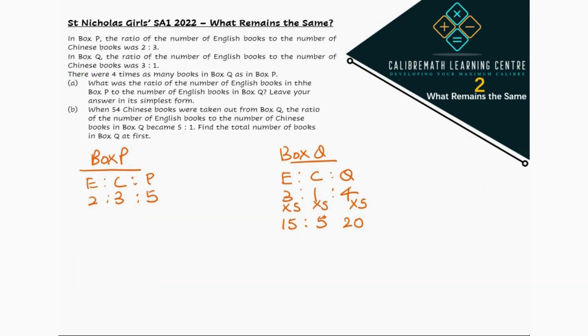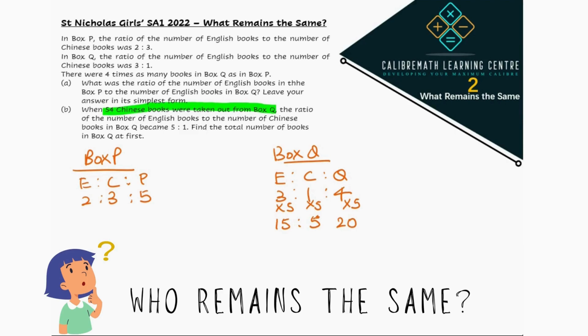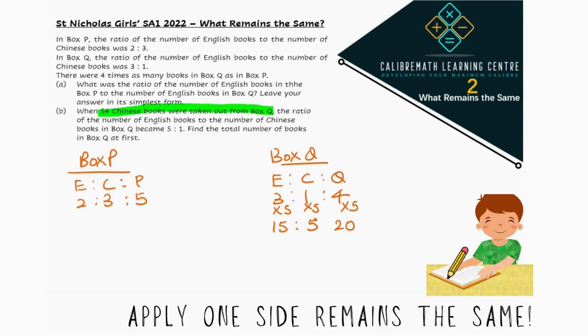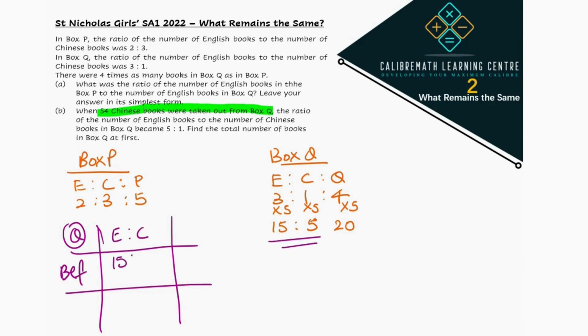And now for part B, can you identify the key sentence in this question? The key sentence is "54 Chinese books were taken out from box Q." So this means that only Chinese books were taken out from box Q, and that the English books remain the same. So we will be using the strategy of one side remains the same for part B. So let's draw out the table to represent our ratios. For box Q, the before ratio of English to Chinese can be extracted here, 15:5, and the after ratio, as mentioned over here, is 5:1.